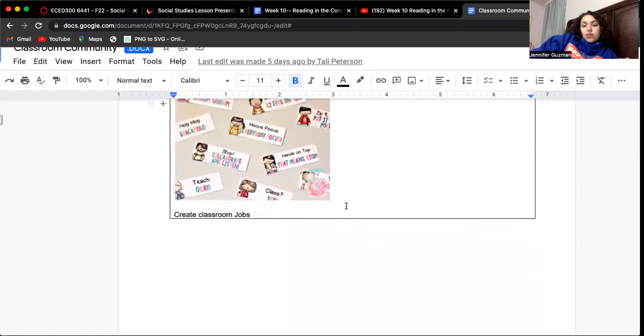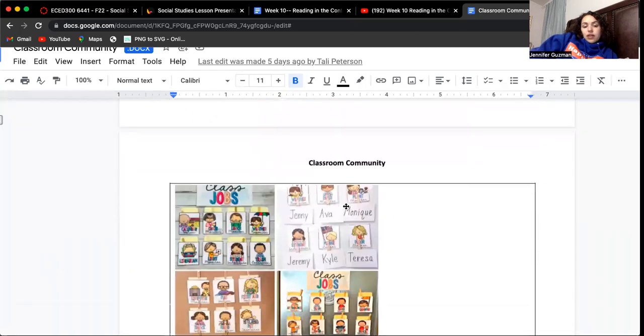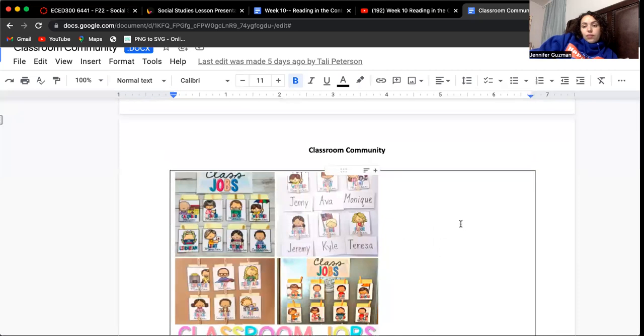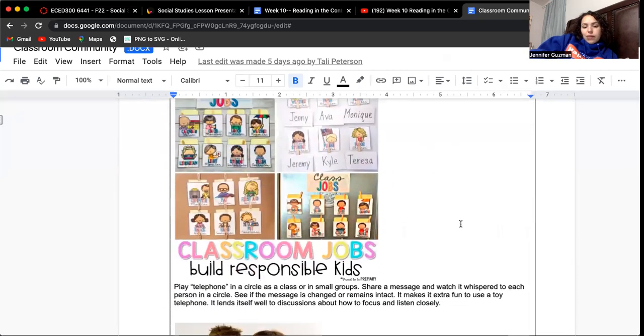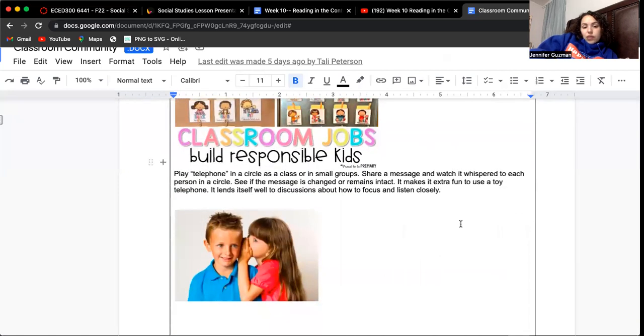Also creating classroom jobs. So classroom jobs can help build more of that community classroom-like environment and it helps build this with the kids.